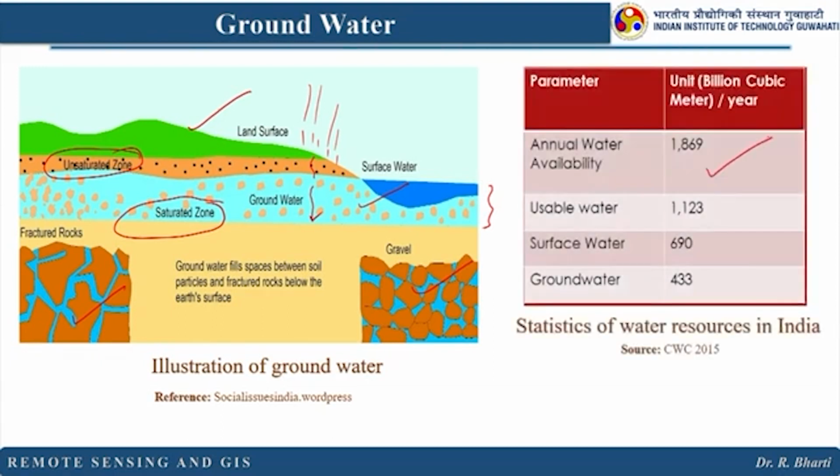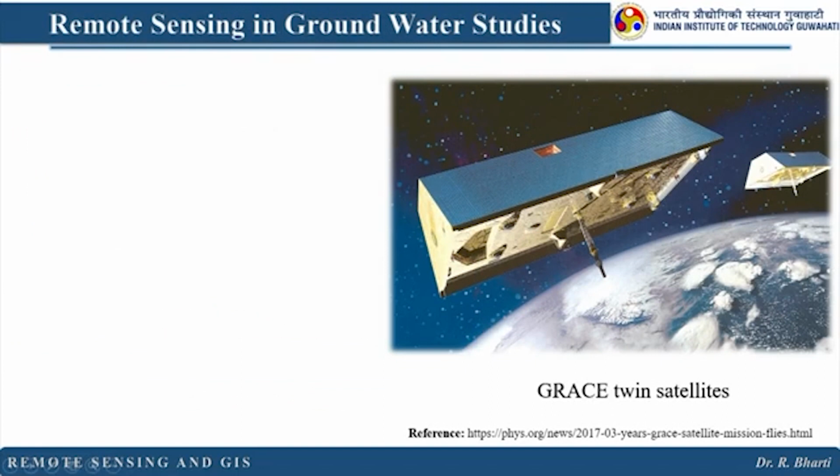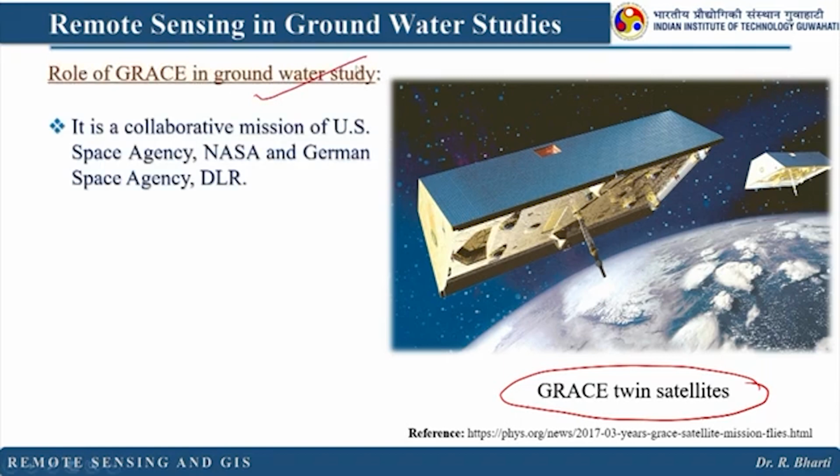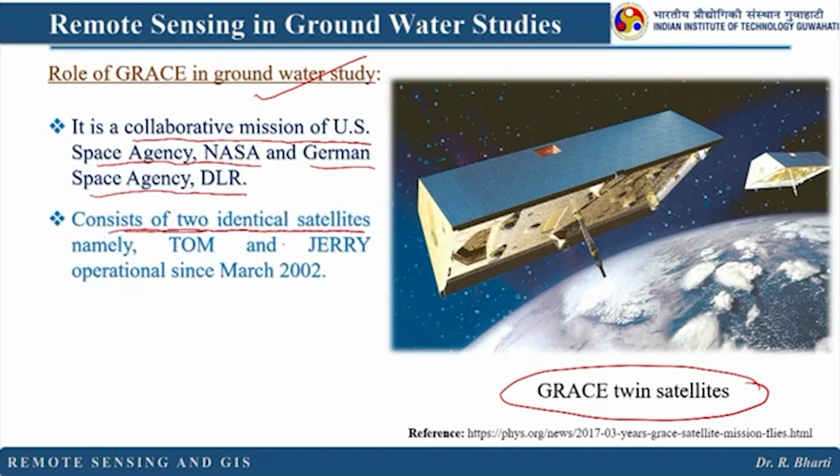Here you can see the annual water availability is this much, usable water is this much, surface water is this, groundwater is this. So you can think about some problem where you can utilize this remote sensing and GIS technology. To address this problem, we have a satellite called GRACE satellites, right? So the role of GRACE in groundwater study: it is a collaborative mission of the US Space Agency NASA and the German Space Agency, that is DLR. It consists of two identical satellites, namely Tom and Jerry. One is known as Tom, another one is known as Jerry, operational since March 2002.